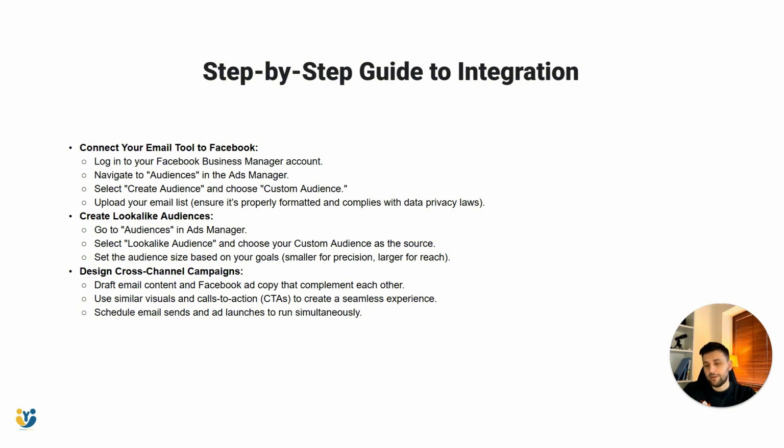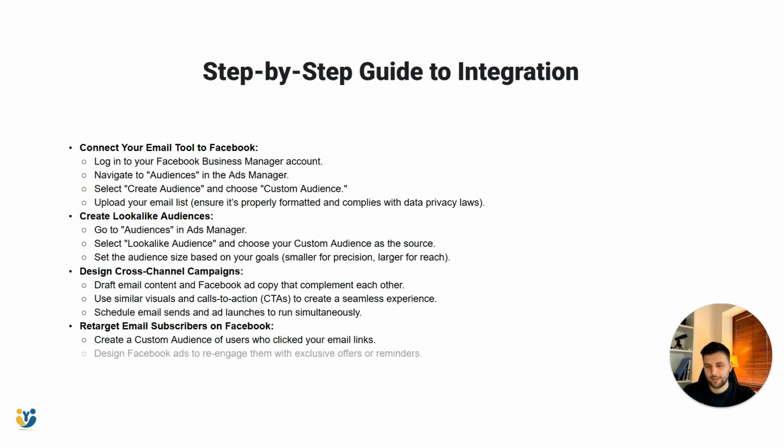Next thing you can do is schedule email sends and ad launches to run simultaneously, because you want this marketing to be enhanced and you want to use the power of multi-channel marketing as much as possible. And you do it by this. Now, the next thing you can do is retarget email subscribers on Facebook. And how do you do it? You simply create a custom audience of users who clicked your email links. Then you design Facebook ads to re-engage them with exclusive offers or reminders.